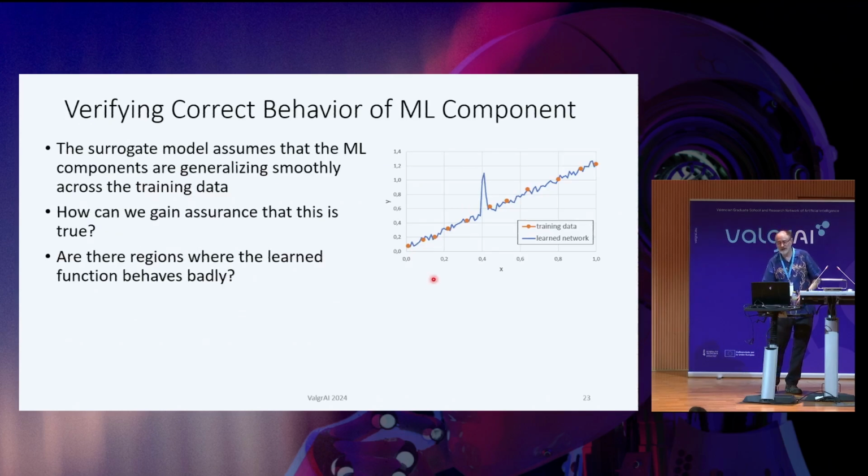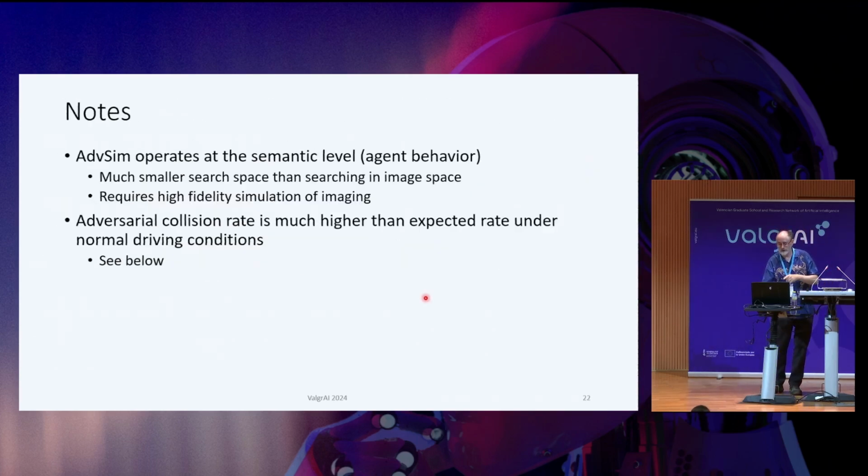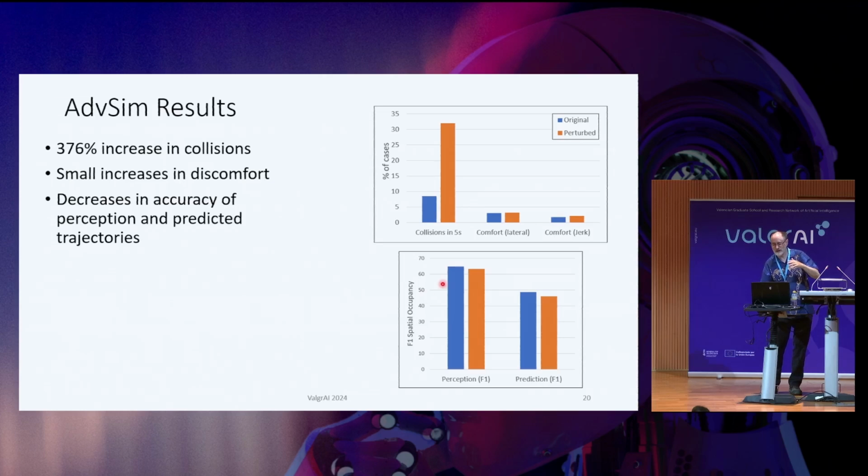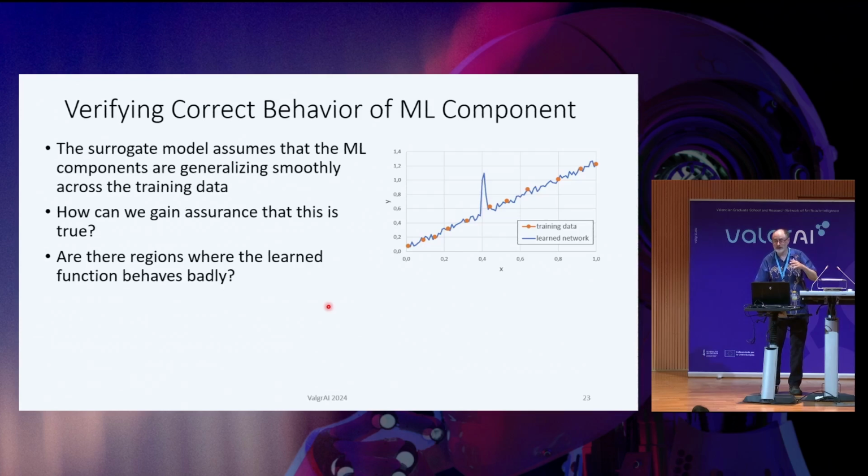Okay, so the second challenge, and this is the total speculation part of the talk, is can we verify the correct behavior of the machine learning component? Now, the surrogate model work that we've been doing in this part here, that's not really testing. I said it's slightly testing the perception, but it's not really looking for weaknesses in the fitted machine learning model, right? It's really looking for weaknesses in the controller that would lead to collisions and other harms.